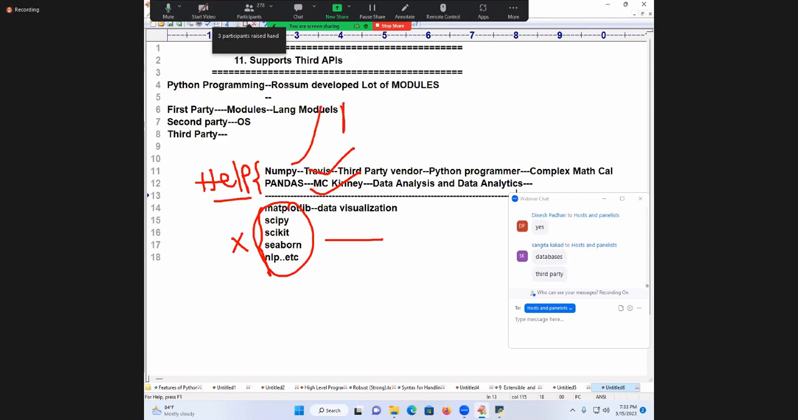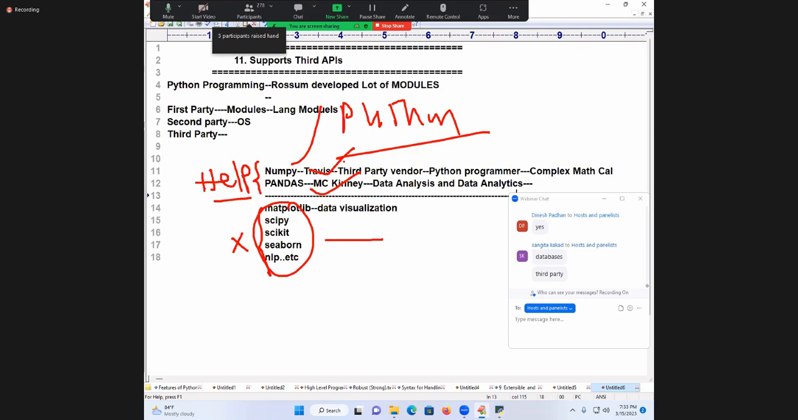These things in my Python class itself, I will explain. Are you able to follow? So what is the use of third-party tools? Third-party tools for the Python programmer make the calculations easy, make the data analysis easy, make the data visualization easy.